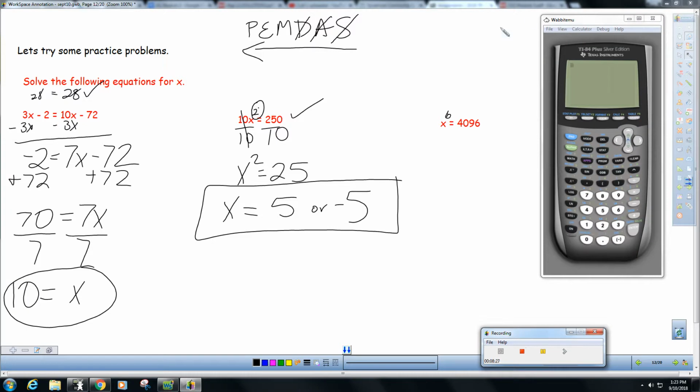Okay, so we know that 1 to the 6th is 1. Maybe it's 2 to the 6th. 2 to the 6th power equals 64. Not even close. Let's try 3 to the 6th. 3 to the 6th power is 729. Let's try 4 to the 6th. Let's try that again. 4 to the 6th. There it is. So, x equals 4 in this.